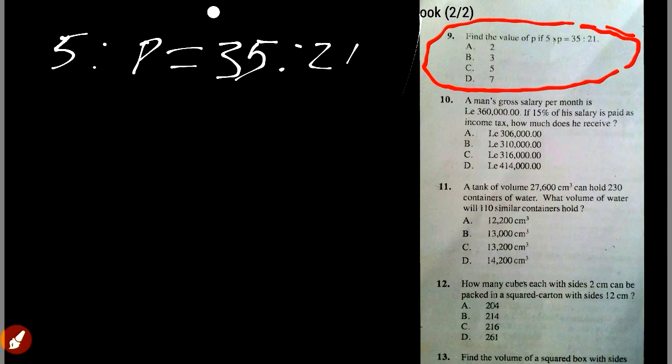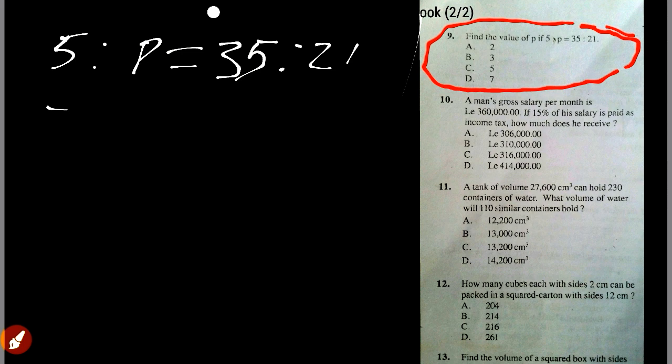Okay guys, so today we'll continue from question number 9 since the last time we dealt with 1 to number 8. So in this video we are going to do question 9, 10, 11 and 12. So the first question, number 9 here, says find the value of p if 5 is to p is equal to 35 is to 21.